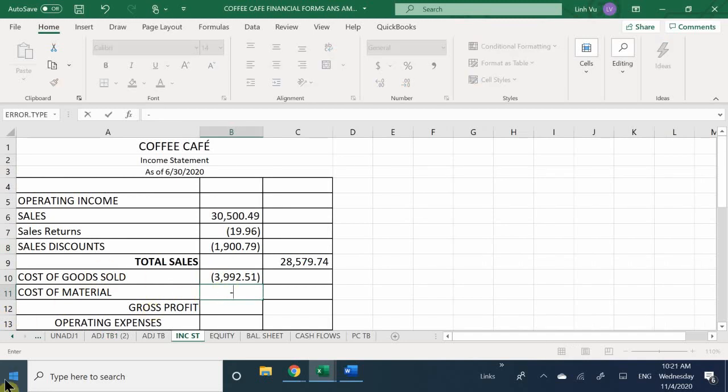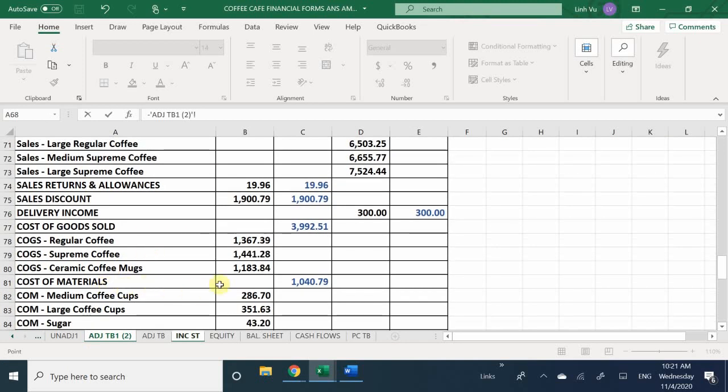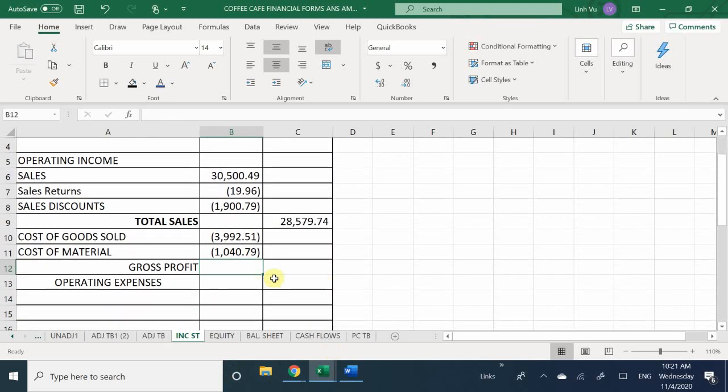And then we're going to look at our cost of materials, which we solved for, and it was $1,040.79. That's the cost of all the materials: the cups, the sugar, the creamer. So go ahead, tell me, let's solve for our gross profit here. Can someone calculate that for me?